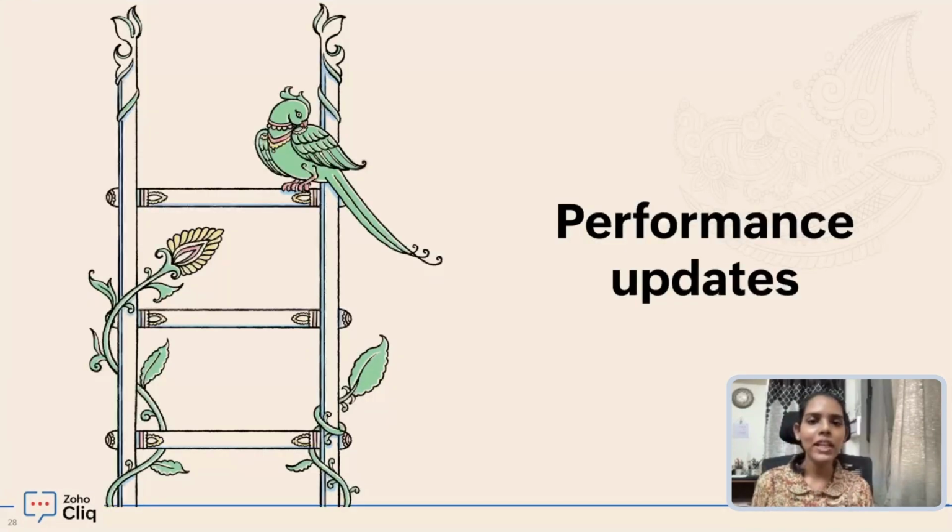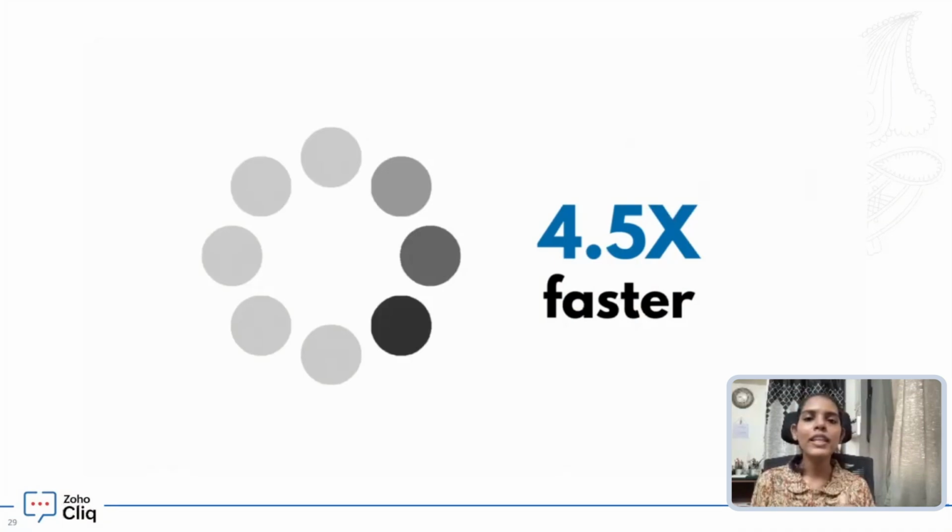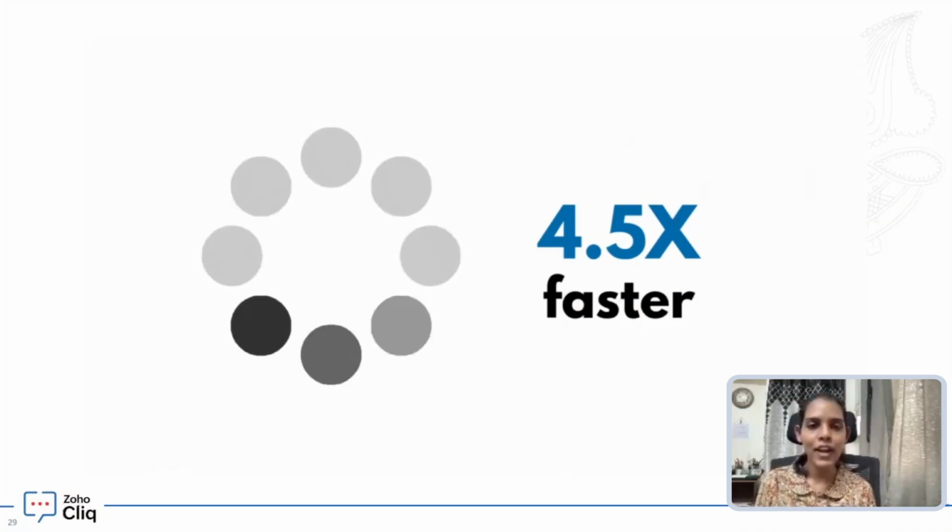So we've looked at meetings, AI, and collaboration. Let me now come to the performance enhancements we've made in Zoho Cliq. The loading time of Zoho Cliq is now enhanced by 4.5x, which means it loads faster now, so that you can also collaborate faster inside Zoho Cliq.